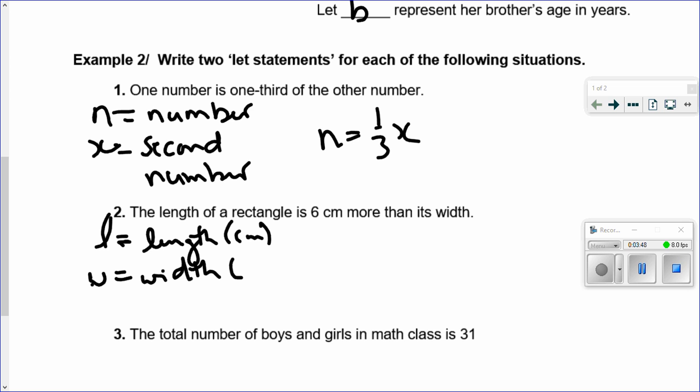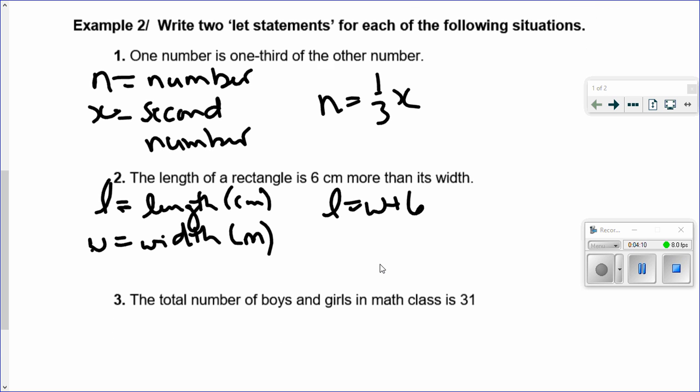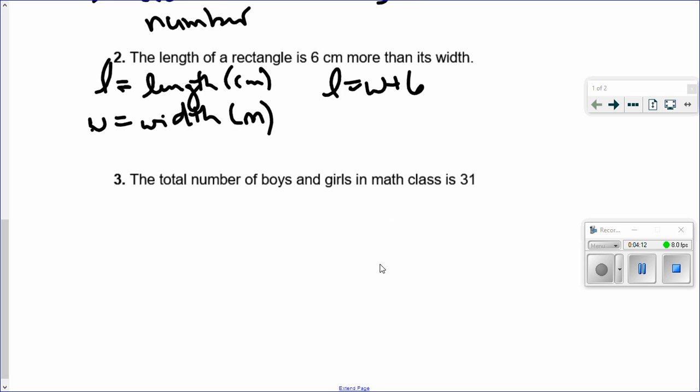Okay, so my length is 6 centimeters longer than the width. Oh, I didn't need to do that. Oh well, I did anyways.